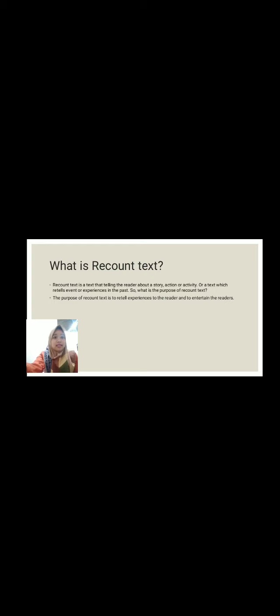Recount is a text that tells the reader about a story, action or activity, or a text that retells an event or experience in the past. So, what is the purpose of the recount? The purpose of the recount is to retell an experience to the reader and to entertain the readers.